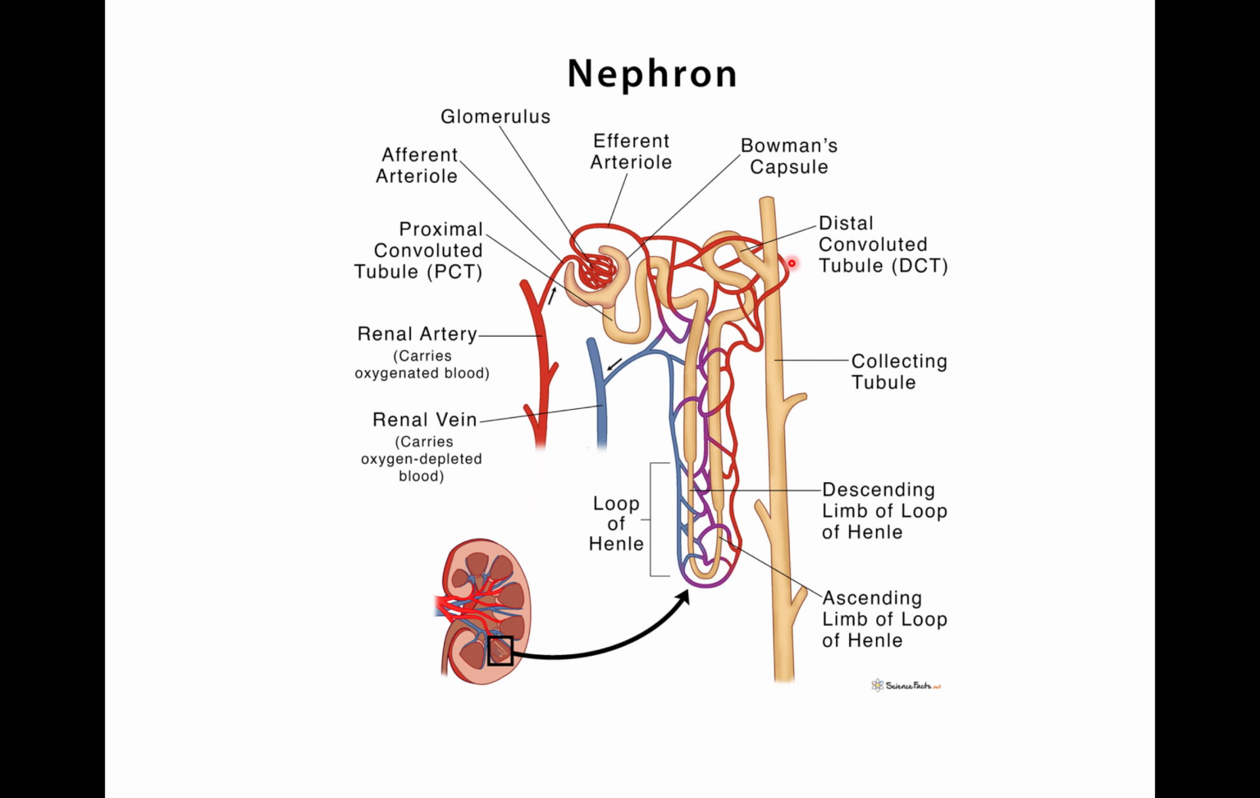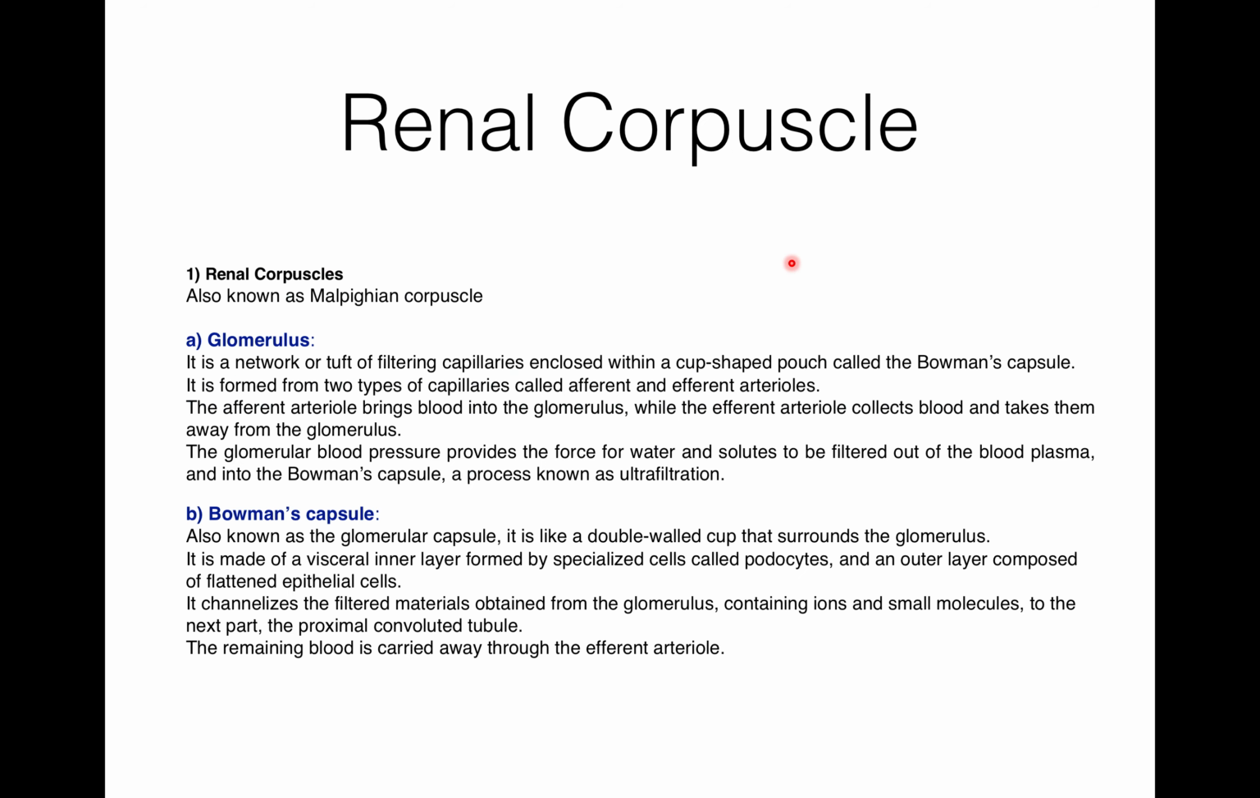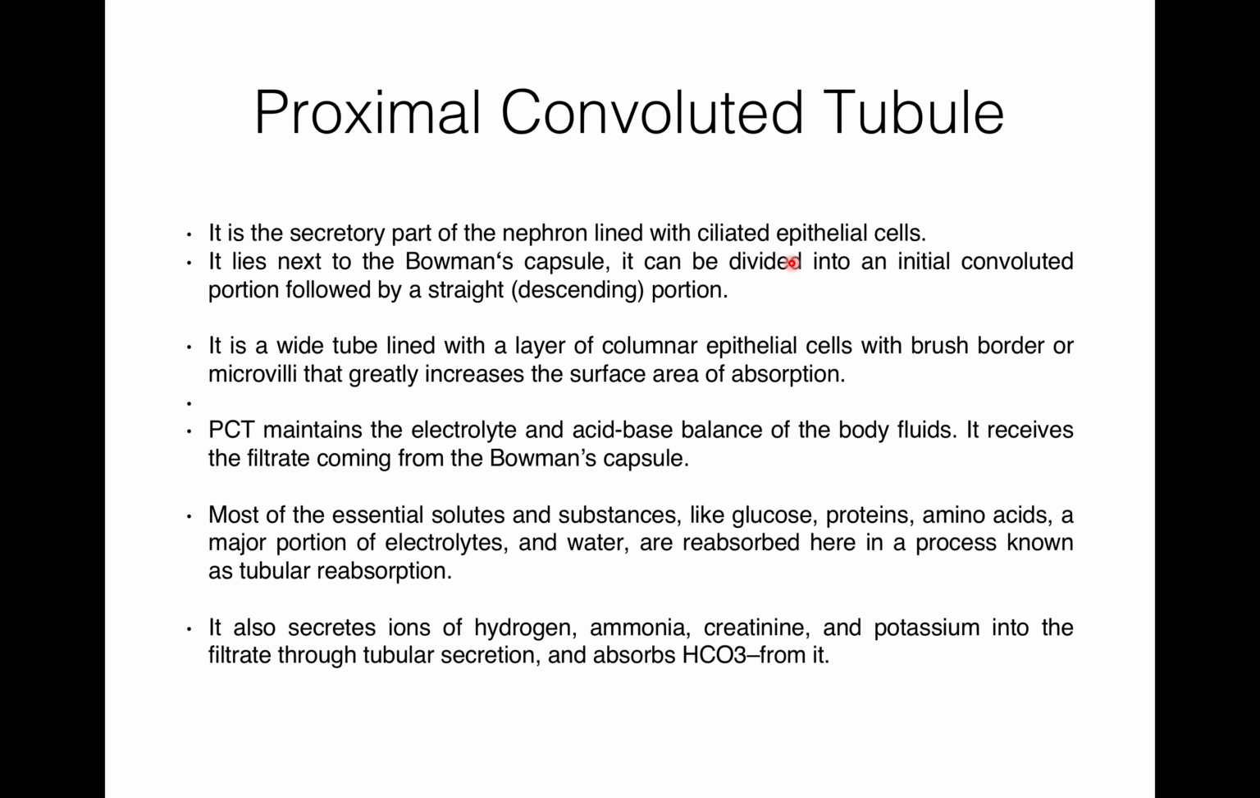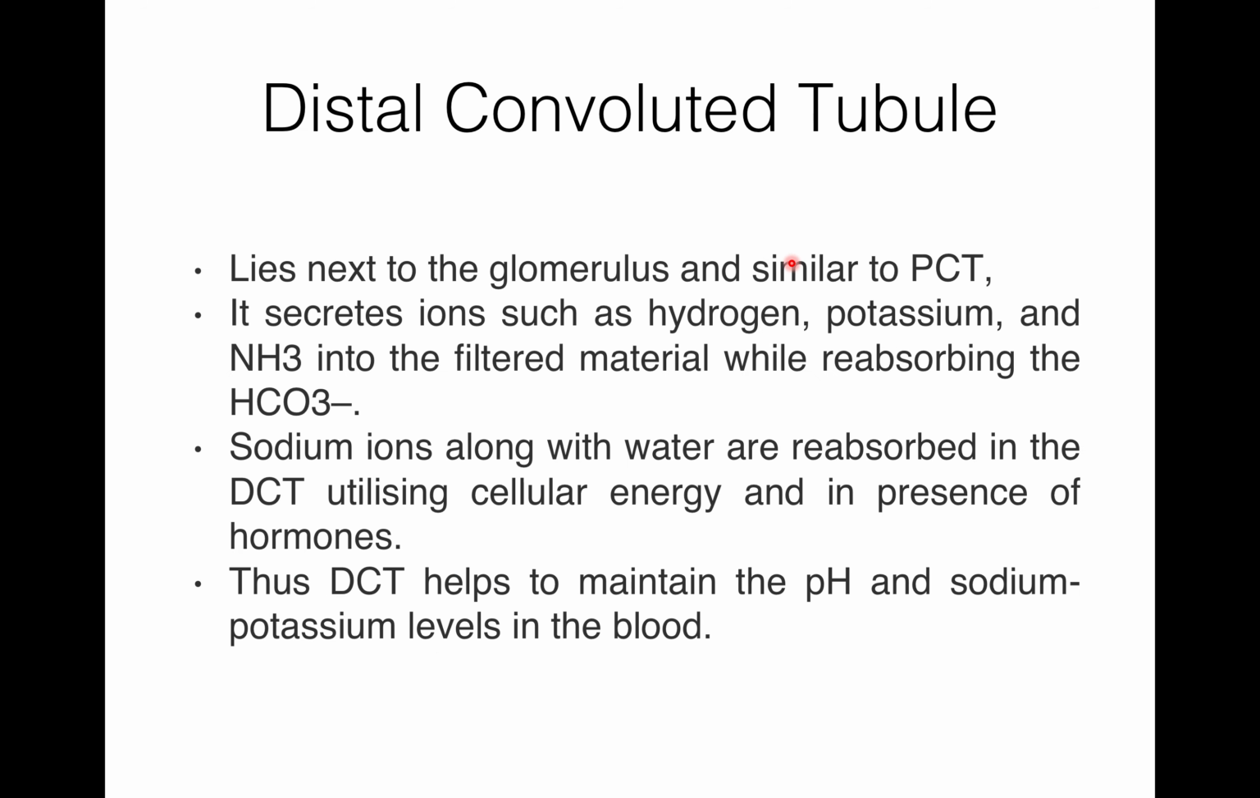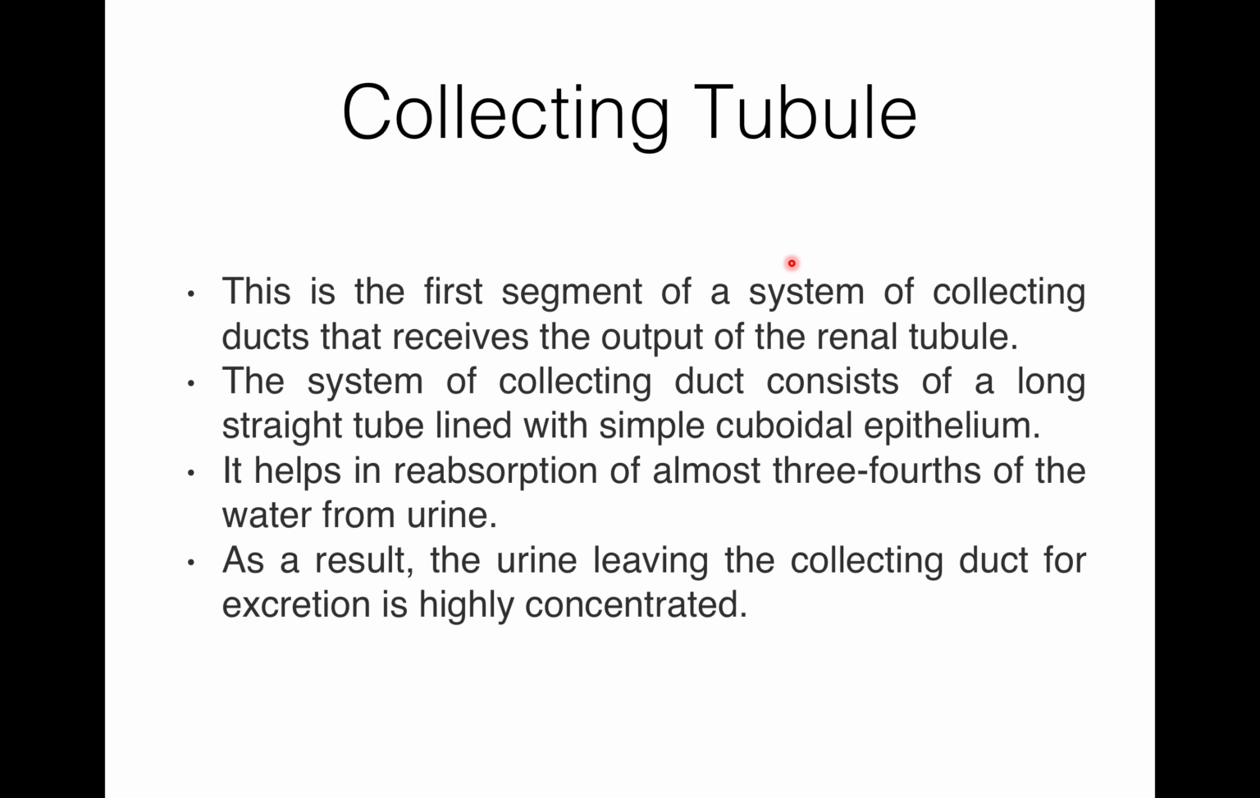Some of the cells of the collecting duct have numerous mitochondria, and those cells are called dark cells. Many collecting ducts open into the duct of Bellini, and many Bellini ducts open into the renal pyramid in the medullary region of the kidney. So this is about the nephron, where I discussed the renal capsule, proximal convoluted tubule, loop of Henle, distal convoluted tubule, and the collecting duct. Thank you.